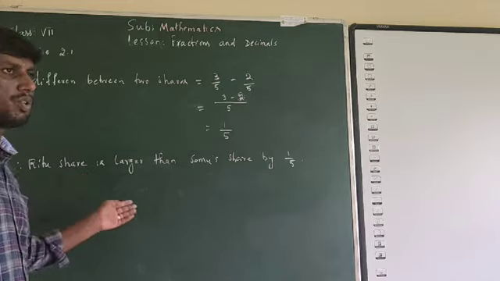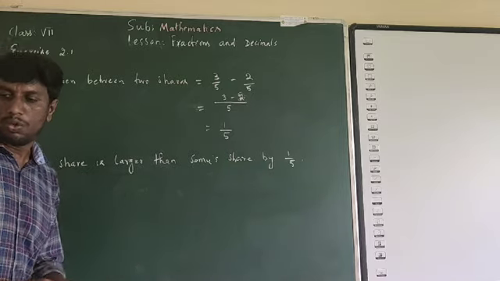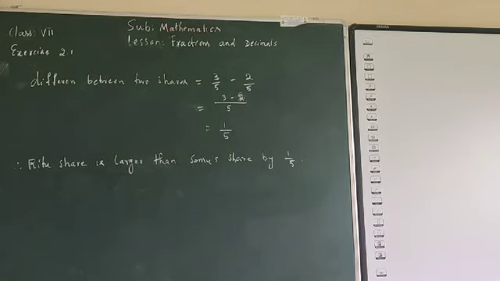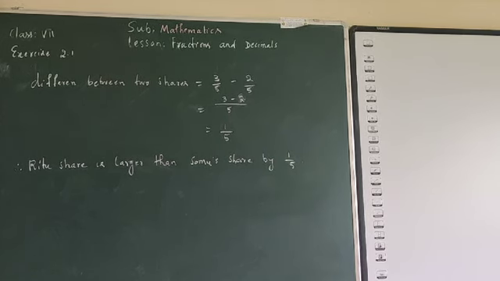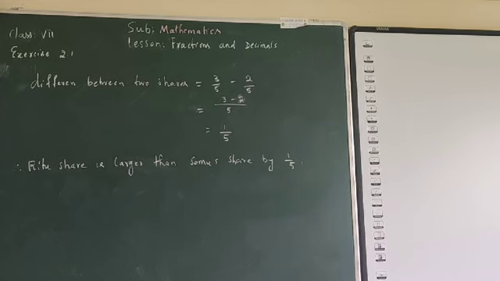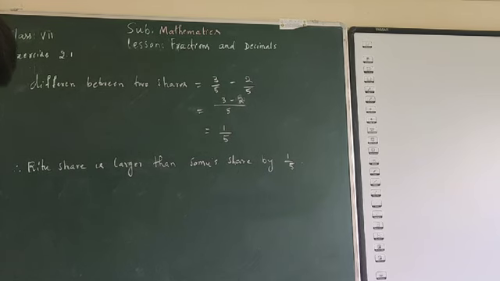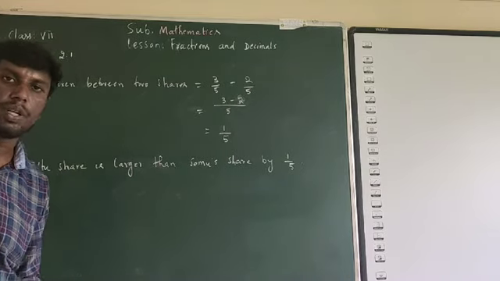So we are having the 8th question. Again, the 8th question will be a word problem. Michael finished coloring a picture in 7 by 12 hour. Vaibhav finished coloring the same picture in 3 by 4 hour. Who took longer? By what fraction was it longer? Which is a very simple question.